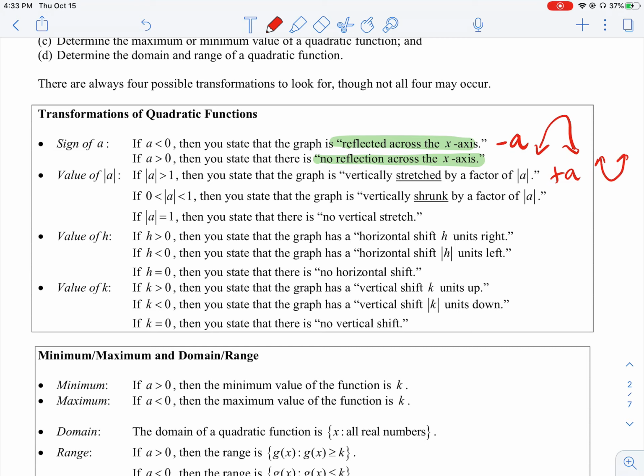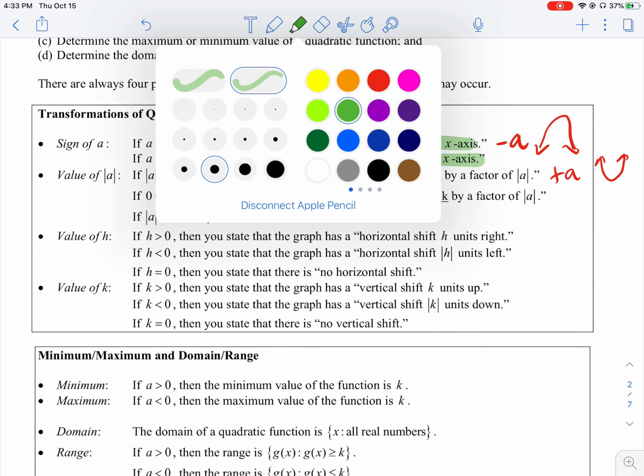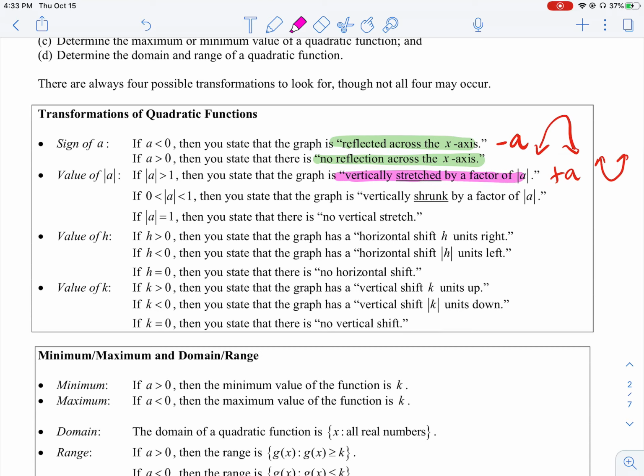So if A is greater than 1, I would say that I have a vertical stretch by a factor of A. If A is between 0 and 1, remember there is no negative, then I'd say vertically shrunk by a factor of A. If A is just equal to 1, not greater than 1, not lower than 1, just 1, then I would say no vertical stretch, meaning that the new function g is the same size as f, how skinny and how wide it is. So we would say no vertical stretch.